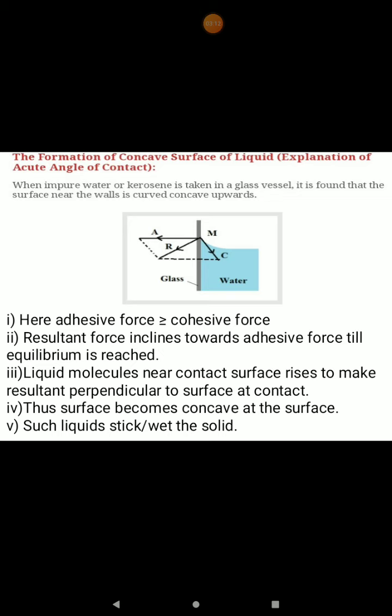Now how is this convex or concave shape formed? The formation of concave surface of a liquid means formation of an acute angle of contact. Now when we take impure water or kerosene in a glass container as shown in the figure, here cohesive force, the force of attraction between water molecules, is less, and adhesive force, the force of attraction between water and glass molecules, is greater.